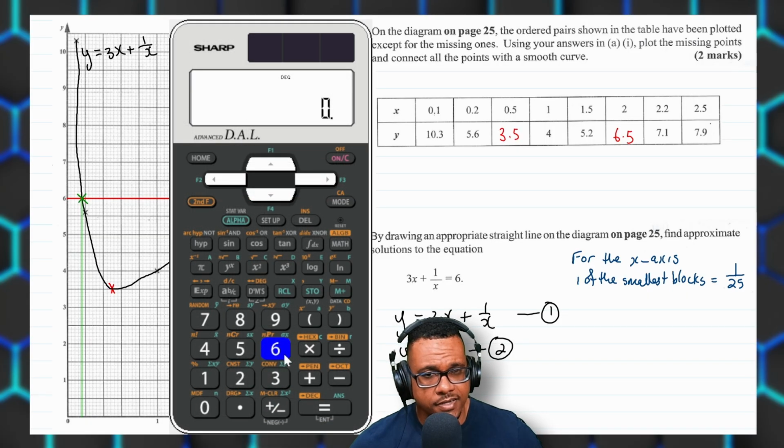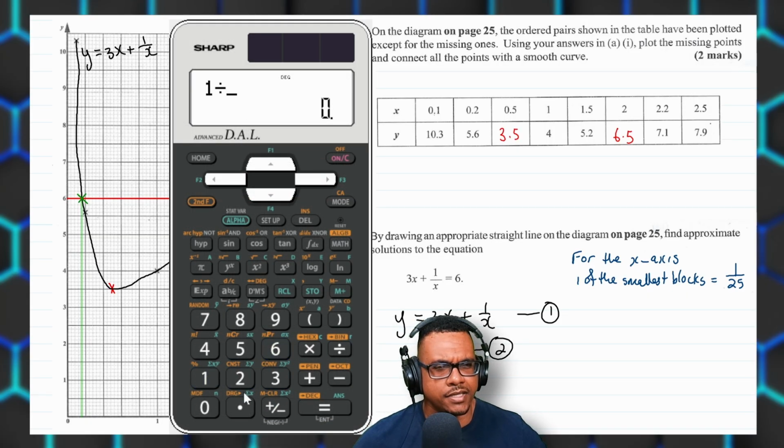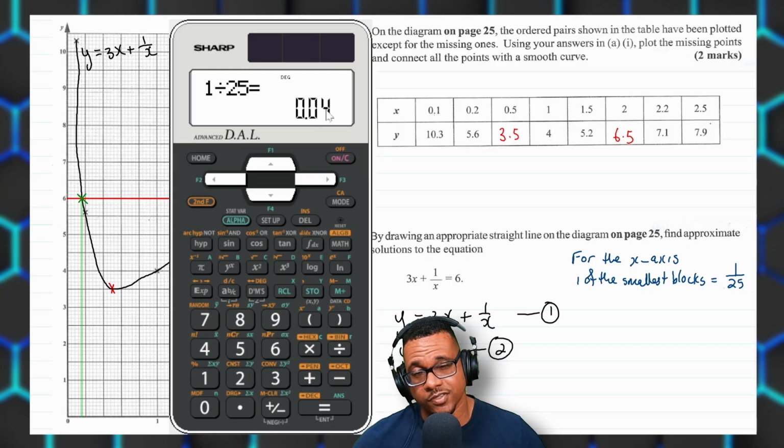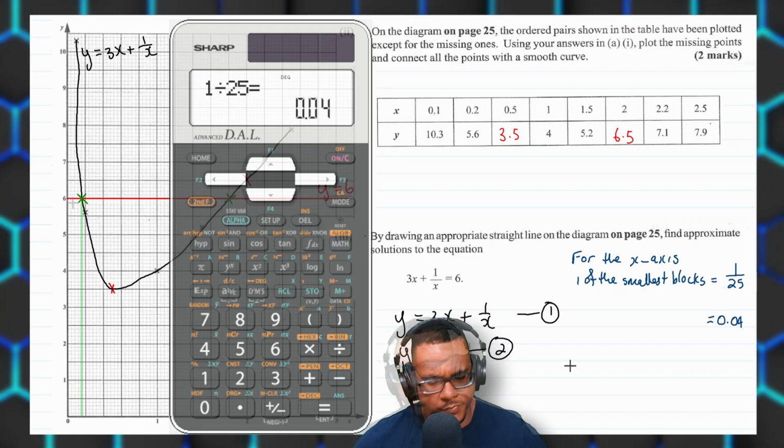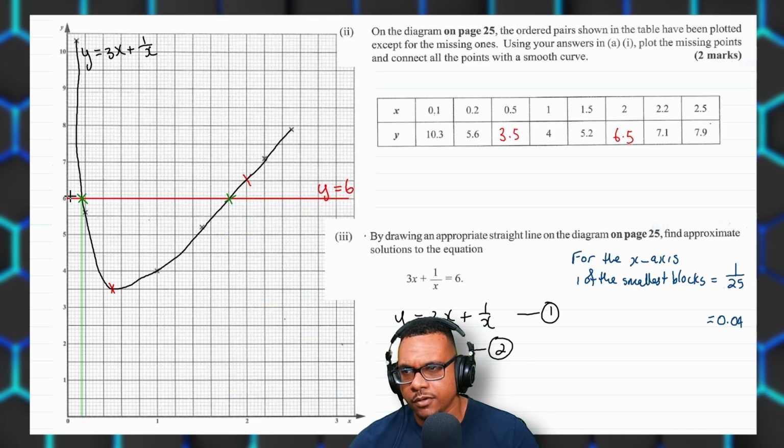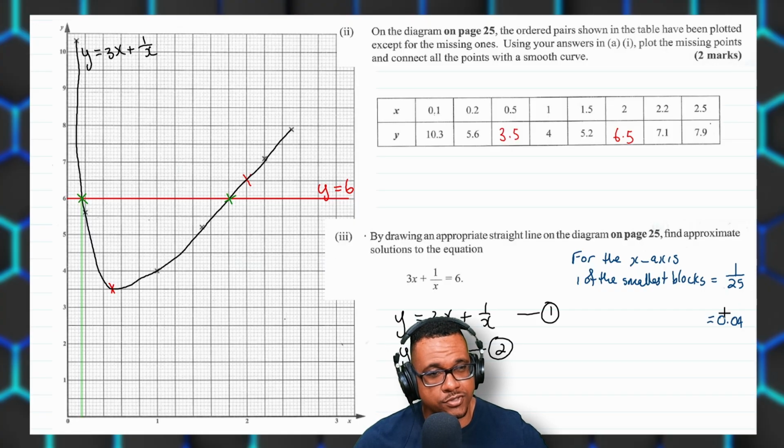So if I get my calculator and I put 1 divided by 25 on my calculator, I'll get 0.04. So that means one of the smallest blocks is 0.04, and that's for the x-axis. So I'm going to have this is equal to 0.04. So let's look at something here. This space in here, we have 1, 2, 3, 4. We have 4 little blocks. All right. So 4 little blocks is going to be this 0.04 multiplied by 4.